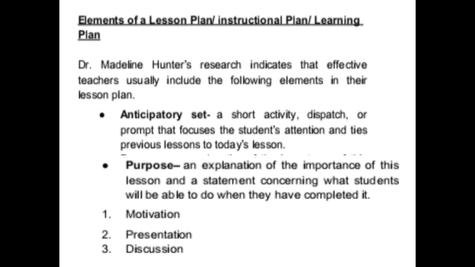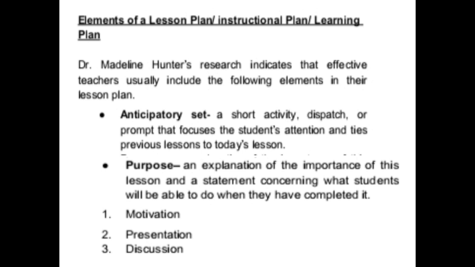So Dr. Madeline Hunter's research indicates that effective teachers usually include the following elements in their lesson plan. So here are the elements. So the first one is the anticipatory set. So, anticipatory set is a short activity, dispatch, or prompt that focuses the students' attention and ties previous lessons to today's lesson. So, this is basically a quick activity or prompt that teachers use at the beginning of a lesson to grab the students' attention and connect what they are about to learn to what they have learned before.